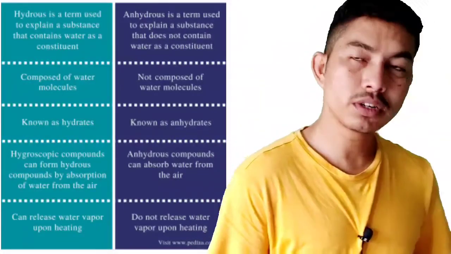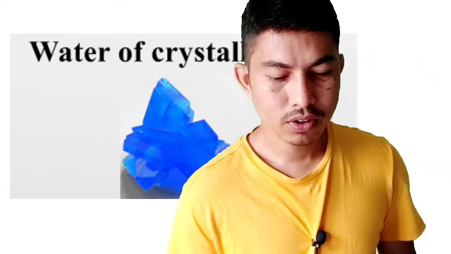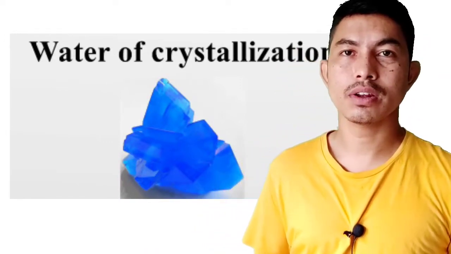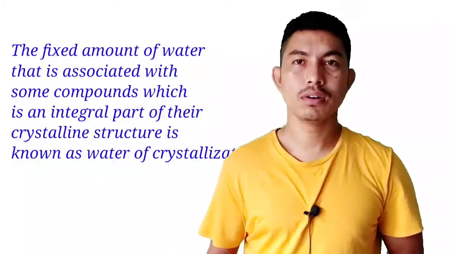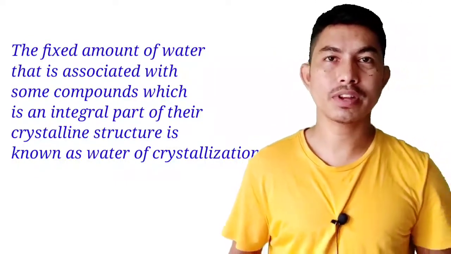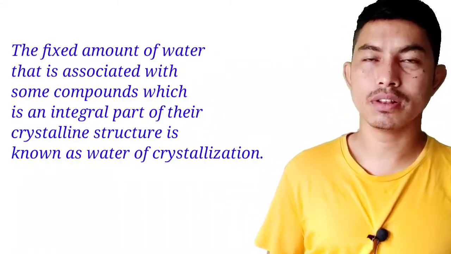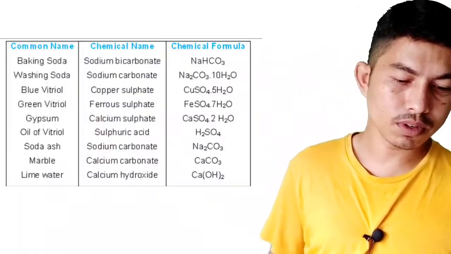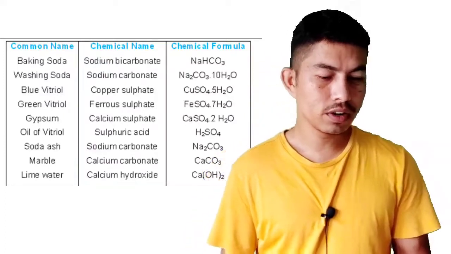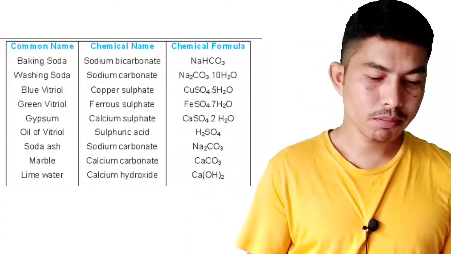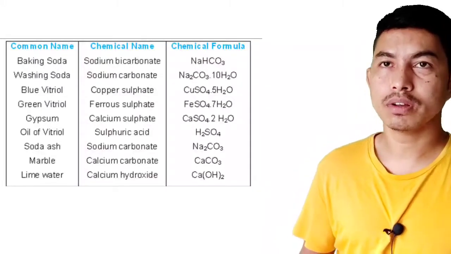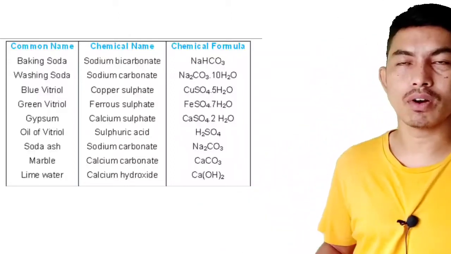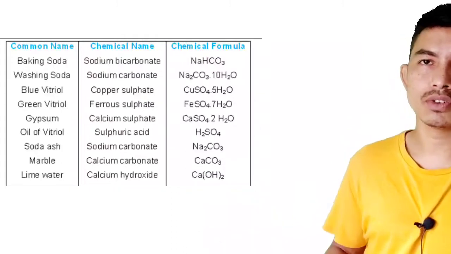Now comes a very important term, that is the water of crystallization. The water of crystallization is the fixed amount of water that is associated when the crystals are formed, or you can directly say that the water of crystallization is the amount of water present in the given salt. In your book on page number 43 we have some of the salts that contain water of crystallization, and you also have the common name, the chemical name and the formulas of these substances. From your examination point of view, it's very important for you to remember the common name as well as the chemical name of these salts given in your book.